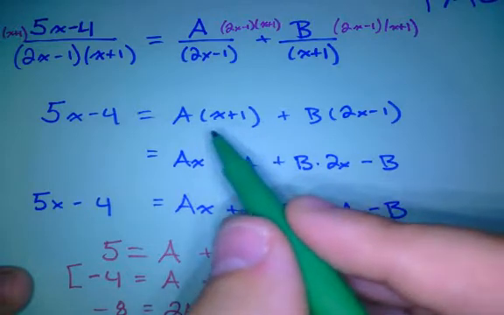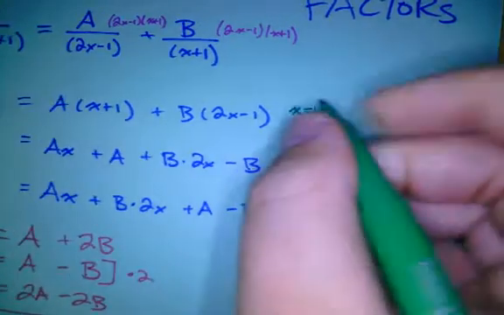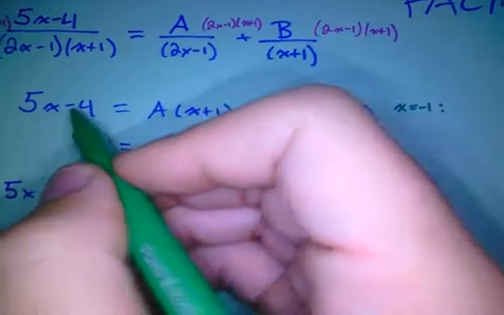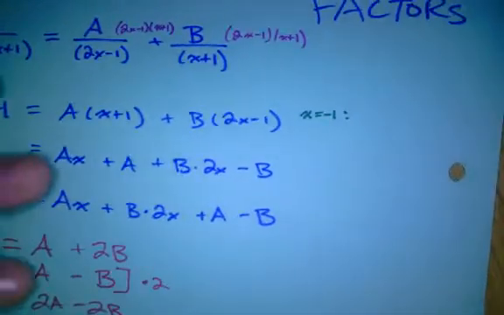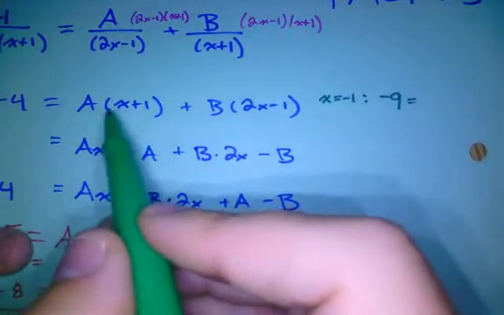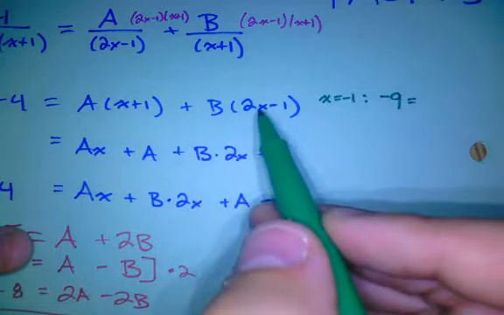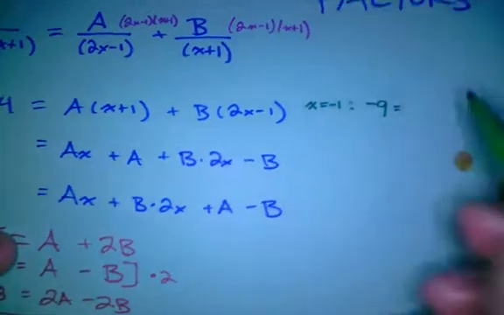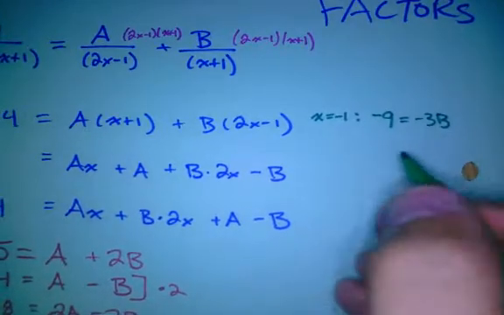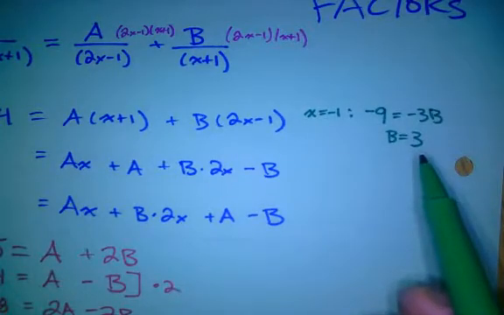So I was just going to show you. If I let x equal -1, this would become 5 times -1, which is -5 minus 4, which is -9. So I would get -9 equals, and a goes away because I picked -1 on purpose. And then what's 2 times -1? -2 minus 1 is -3, so I get -3b. And then what does b equal? I don't know, was that faster?